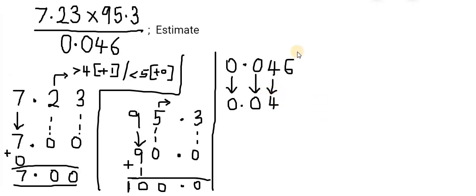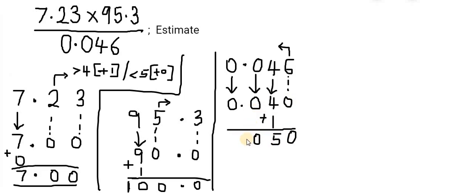So before we close out, we check the number just after that. If it's greater than 4, we add 1 to the previous number. If it's less than 5, we add 0 to the previous number. So 6 is greater than 4, so we add 1 to the previous number and convert the remaining number to 0. When we complete the addition, 4 plus 1 is 5.